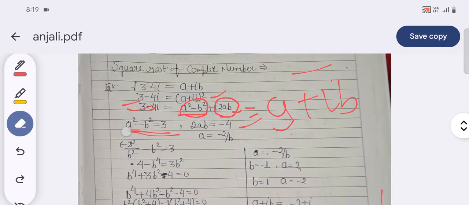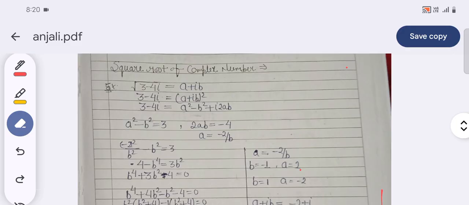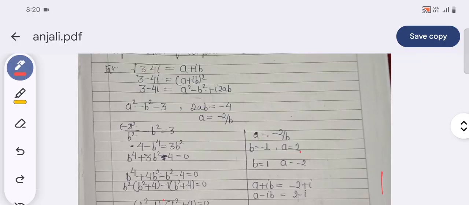We compared both equations, then we found the value of the real part and imaginary part. With the help of this equation we can easily find the values of a and b. In this equation we are finding the value of a, and with the help of a we solve this question. But you can also find the value of b and put it in this equation, and you will get the same answer.